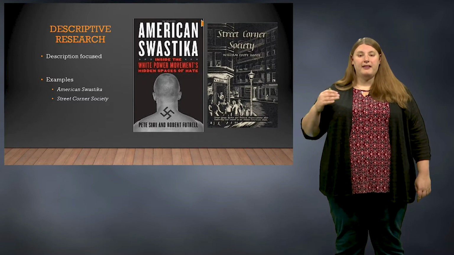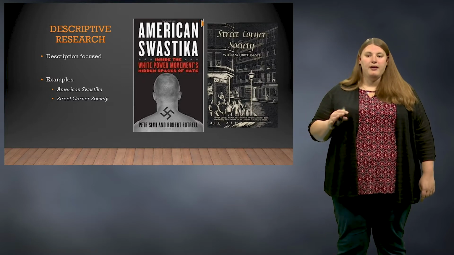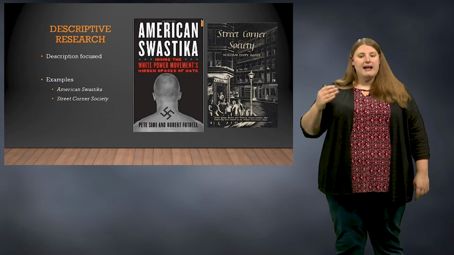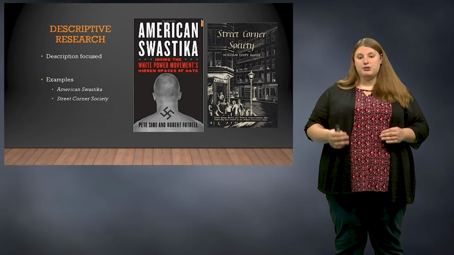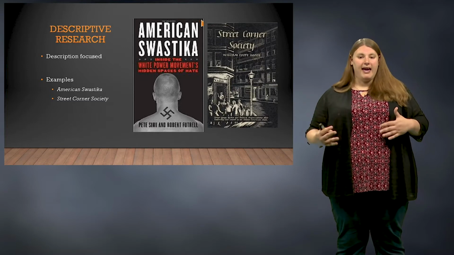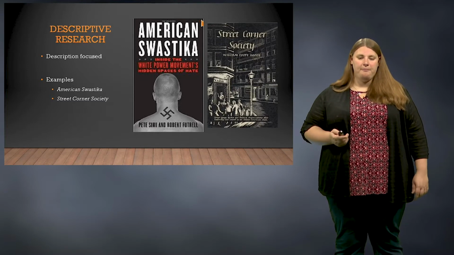The other example here is a sociological classic, William White's Street Corner Society. In his book, he describes the Italian slums, focusing on the social structure and the politics of the gangs and other young people in the neighborhood.